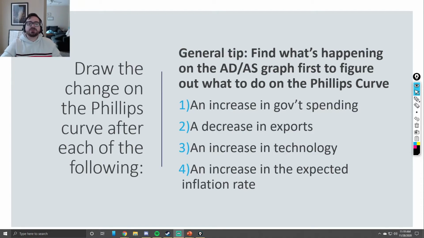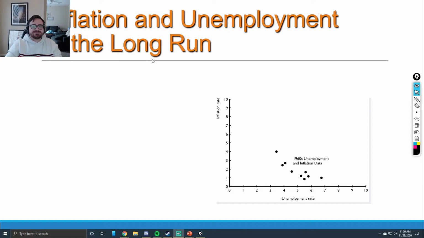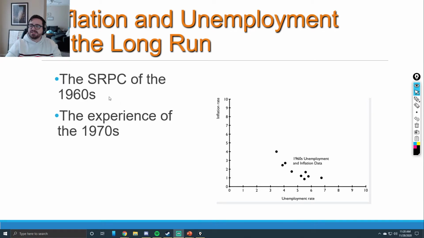Okay. That's all short run. My evil smile should tell you there's more to it than just that. There is a long run component. So, this was his data in the 60s, right? Mentioned that. Great. So we had the SRPC of the 60s.